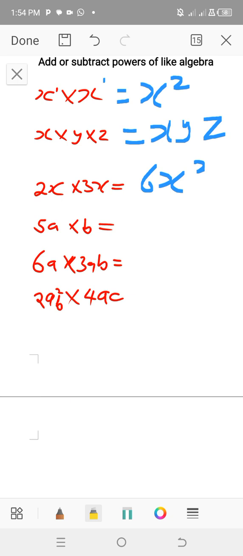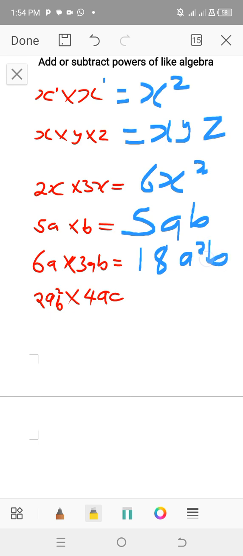Then the next question is 5a times b. So that is 5ab. And the next question is 6a times 3ab. So you can see that we have a there twice. So that will be 6 times 3 is 18. a times a is a raised to the power of 2. b, and we attach b to it.